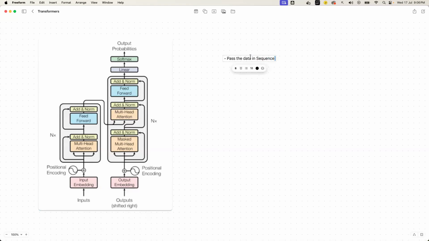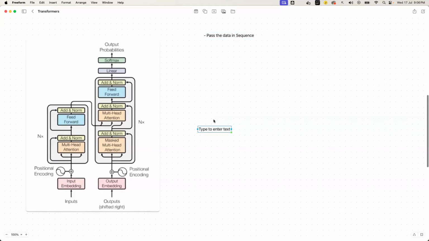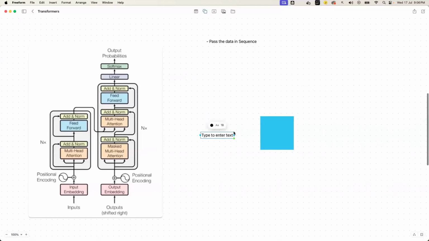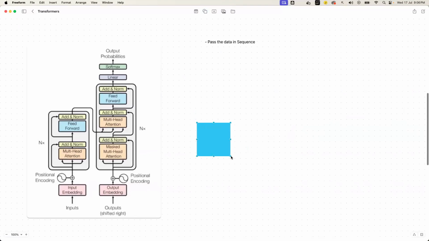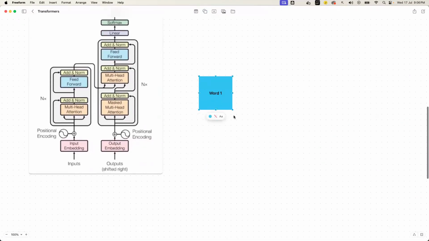For example, if I have a sentence which contains 10 words, then I have to pass the words in a sequence. Which means that in the first timestamp, I'll be sending my word one. You can think of it as a word or a token. So first we'll send word one, followed by word two as an input, and then we'll be sending word three. So this is how the overall connection would look like.